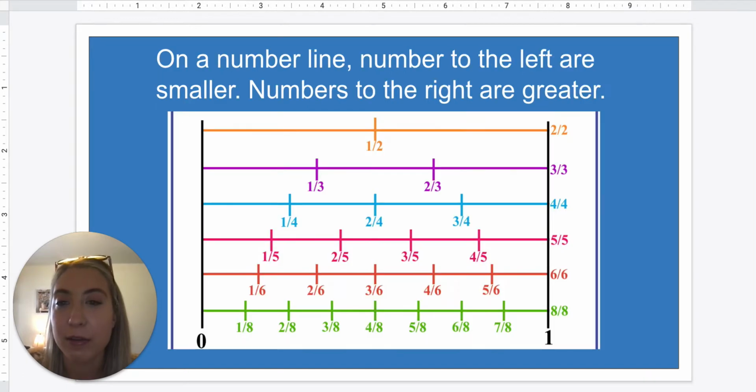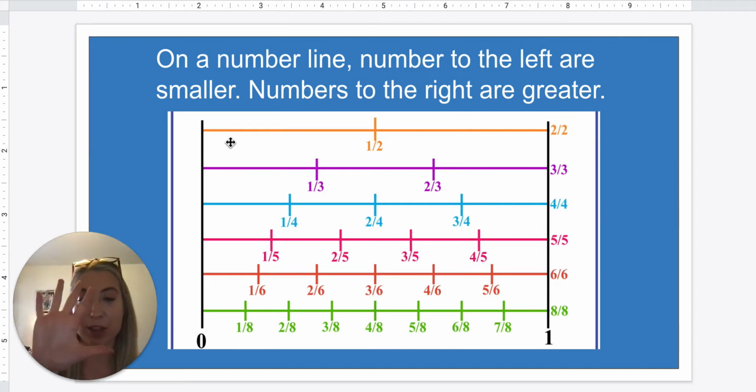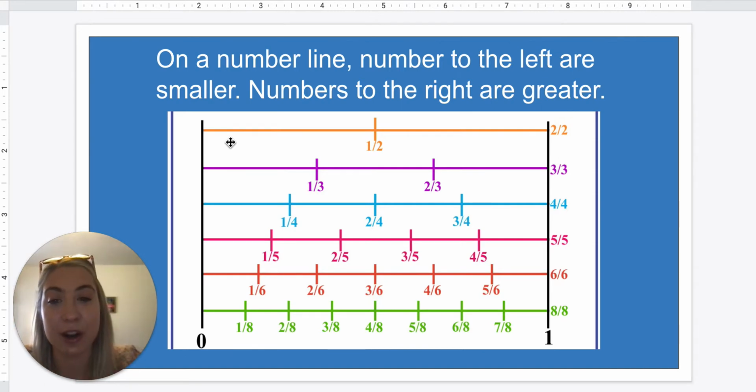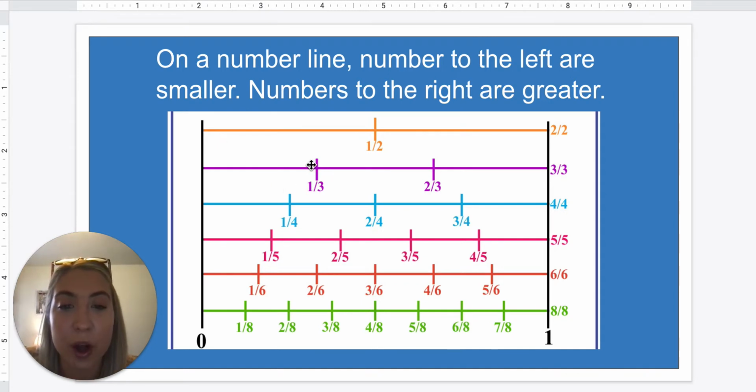Now on a number line, numbers to the left are smaller. So to the left this way are smaller and numbers to the right are greater. So 1/3 is to the left of 2/3. So 1/3 is smaller than 2/3. Same with down here. So if we're looking at 3/6.